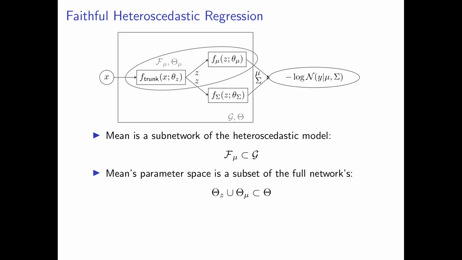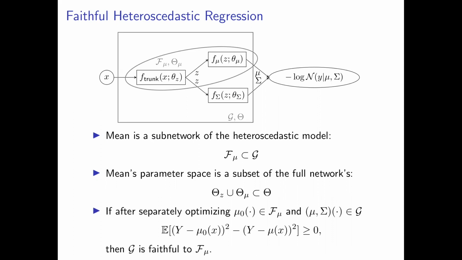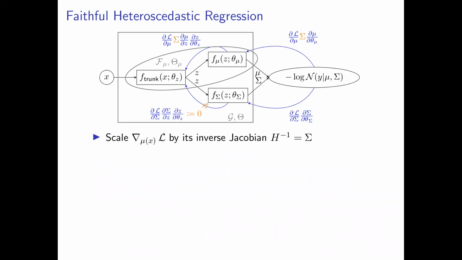This subnetwork's parameter space is a subset of the full network's, and more critically, however, is the observation that G and F_mu are equally as powerful at mean estimation. Therefore, we propose baselining the mean performance of G to the mean performance of F_mu. If, after separately optimizing the mean-only model and the full heteroscedastic model, the mean square error performance of the heteroscedastic model is as good or better than its mean-only baseline, then we say it is faithful.